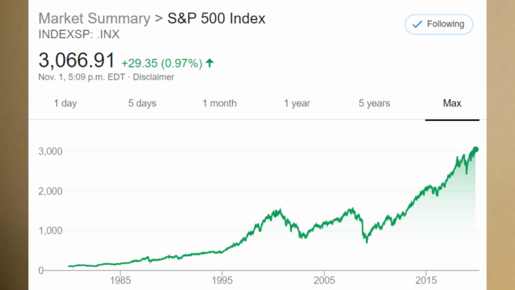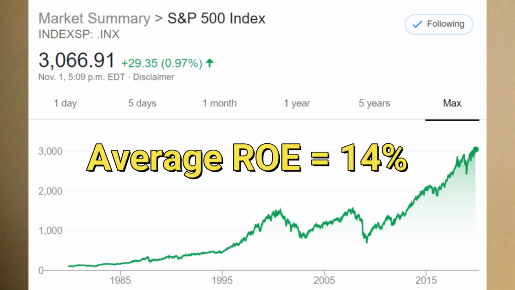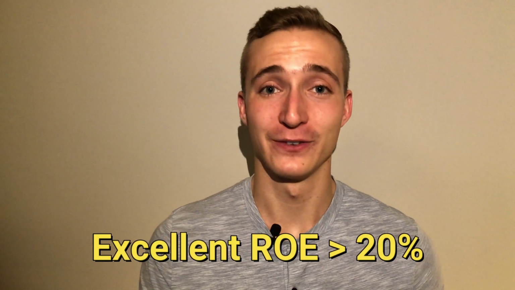This is because the S&P 500 has been able to average an ROE of 14% over the long term, so that would be considered about average, and then anything above 20% ROE is absolutely excellent. And just like I said earlier, it's always good to compare the ROE values amongst different peers in the group.